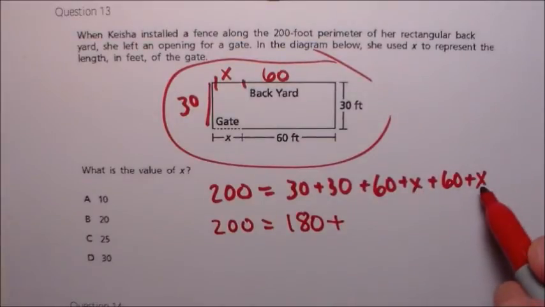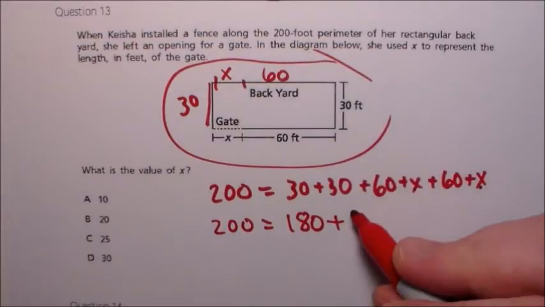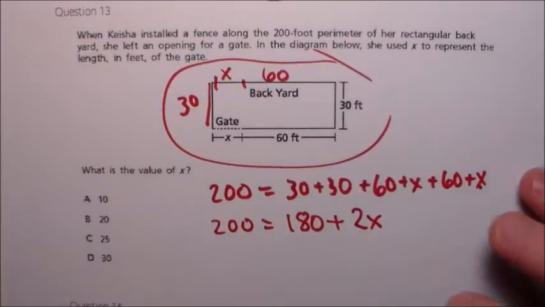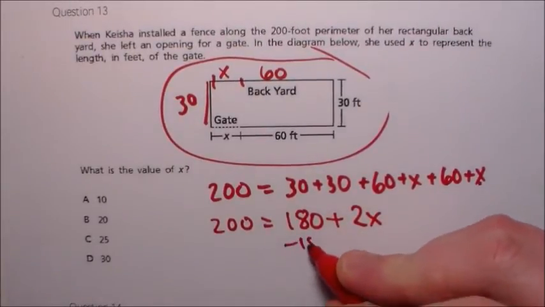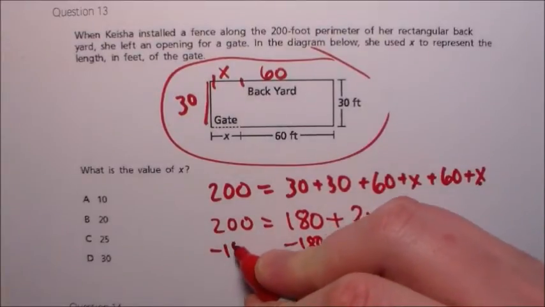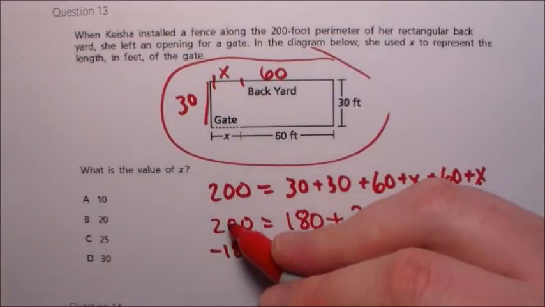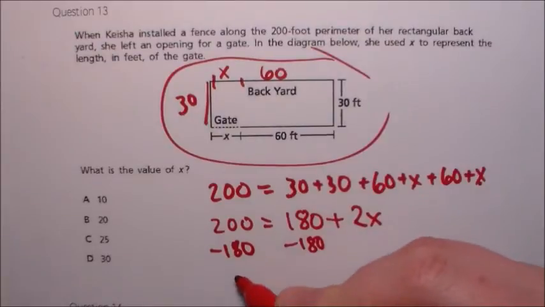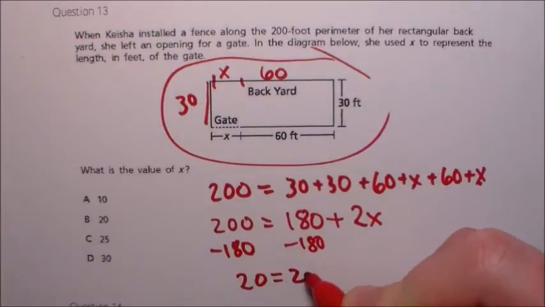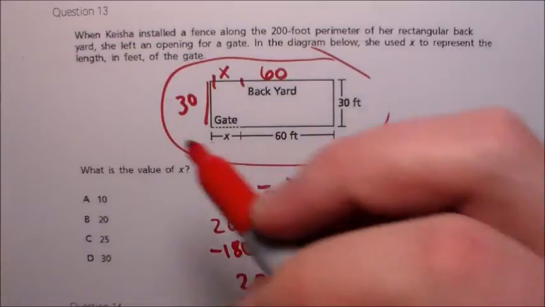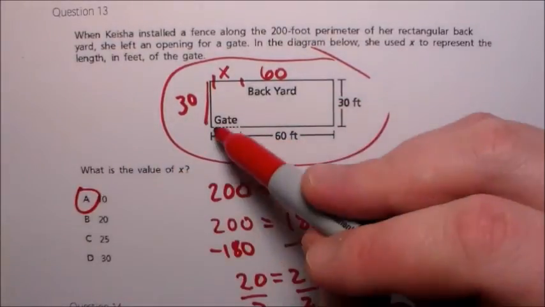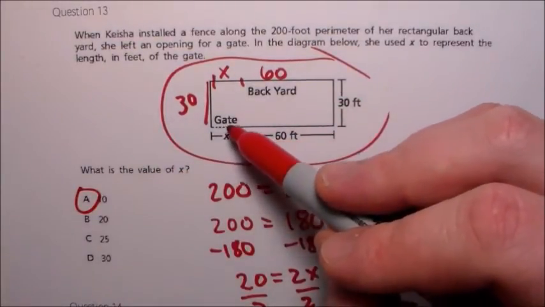I have 1x plus another x. What is that? That's 2x. Okay, now this looks like something we can solve. We're going to subtract 180 from either side. That gets rid of this, and 200 minus 180 is 20. 20 equals 2x. Divide each side by 2. That cancels this out, and 20 divided by 2 is 10. So our answer is 10. X equals 10. That means this gate is going to be 10 feet wide.